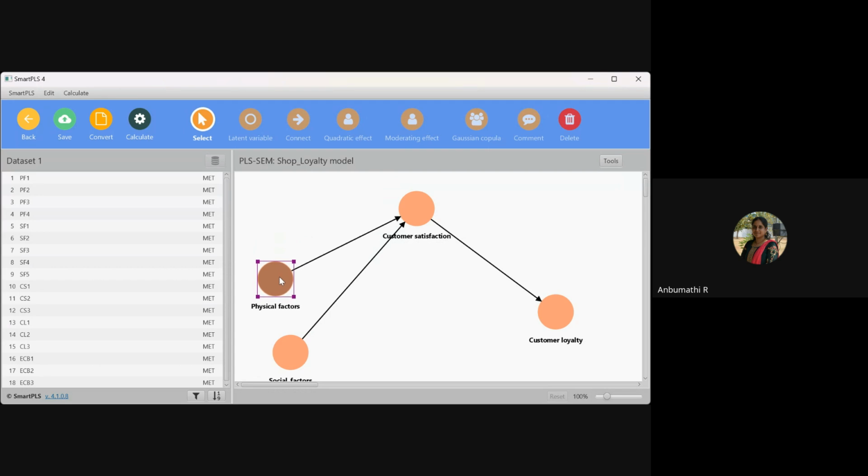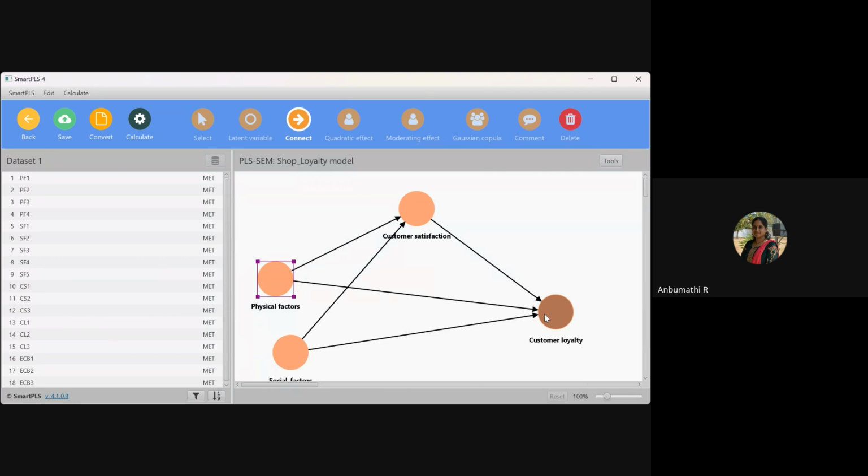In that case, you can also have a direct relationship from the physical factors to customer loyalty and from social factors to customer loyalty. But it is not compulsory. This part should emerge from the literature. It is not compulsory that the physical factors should directly cause customer loyalty. It should emerge only from the literature, and we should not blindly drag and drop any connection lines. Is that okay?